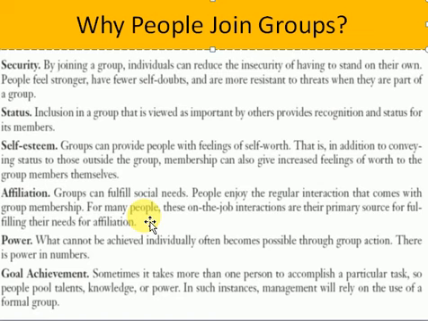What cannot be achieved individually often becomes possible through group actions.